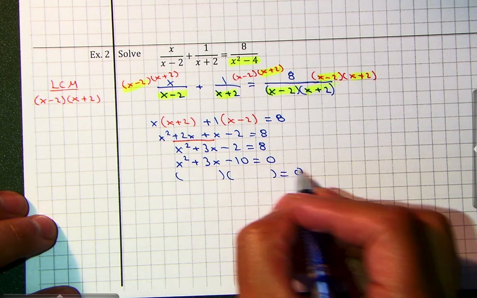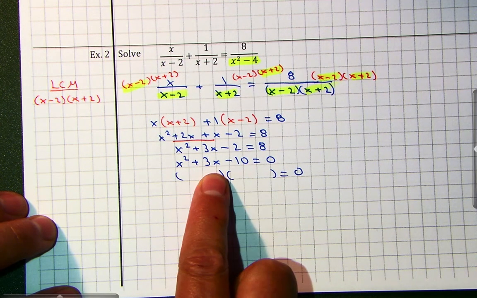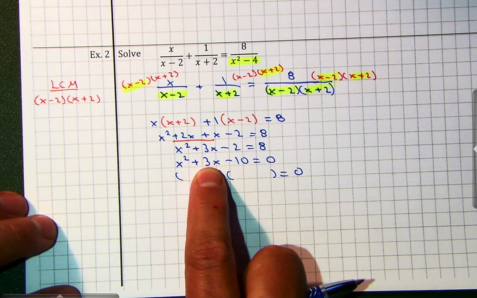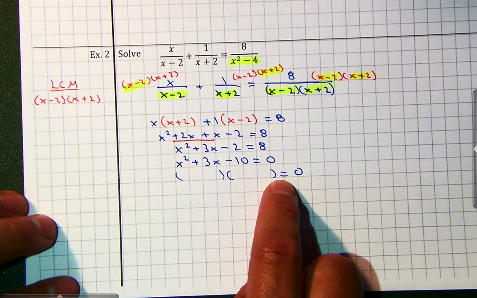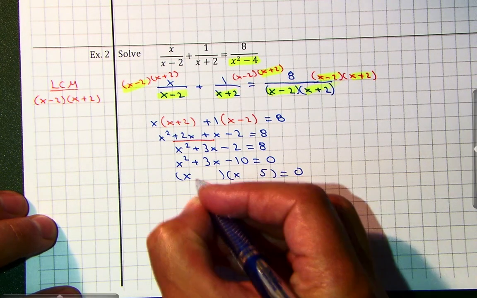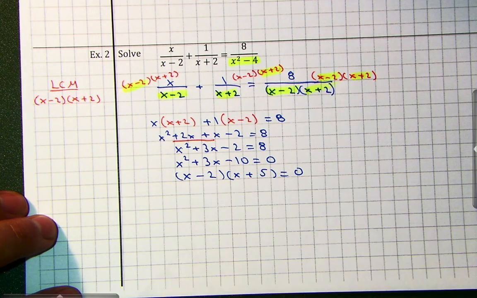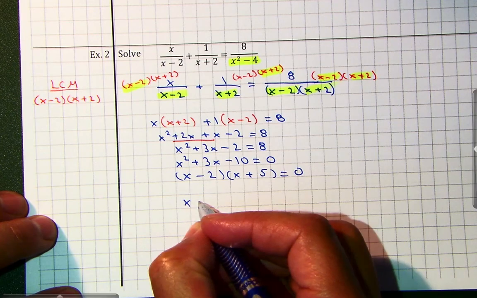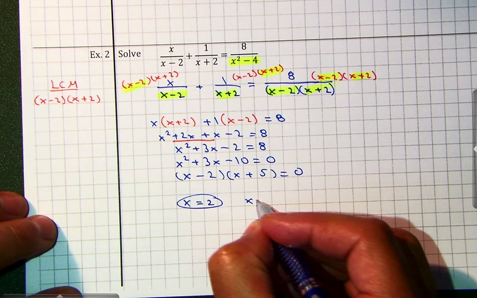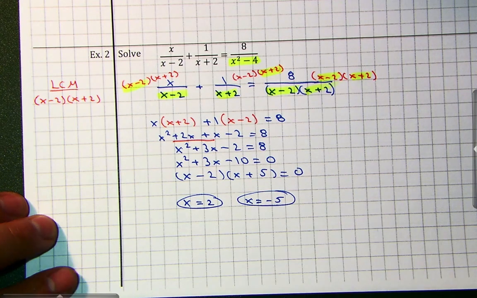If I can't factor, can I complete the square? You can, but then this 3 is not even, so it makes it a little more challenging. So if I cannot factor, I'll be using my quadratic formula. But this factors nicely. So it gives me 5 and 2, positive and negative, and that works. And now x minus 2 equal to 0, so x equal to 2, or x equal to negative 5, by using my zero product property.